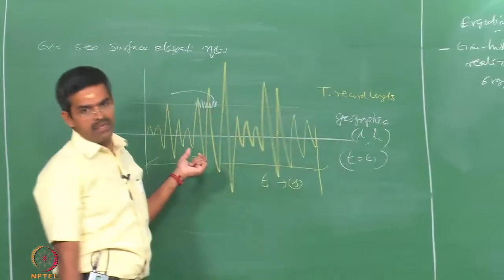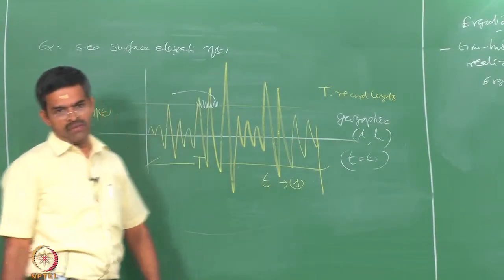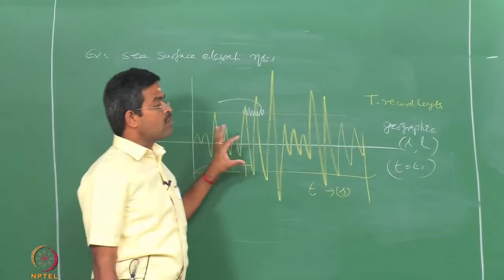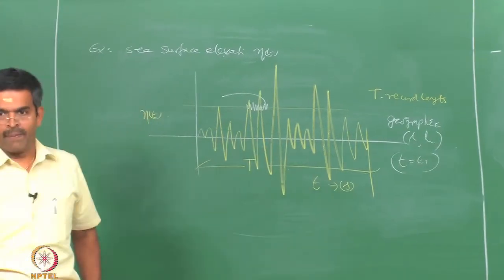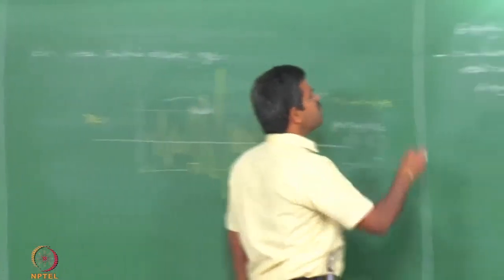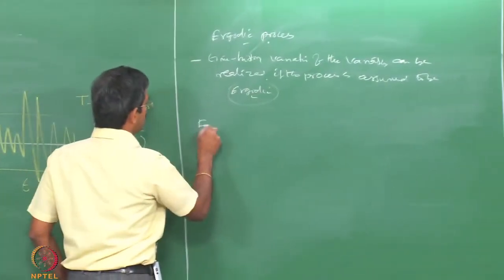So, to make this, I am now getting into a stochastic process. In randomness, this convergence to realization will not happen. Okay, in stochastic process it is going to happen. I will tell you how. So, the process needs to remain ergodic. Now, the question comes, what is ergodic process?